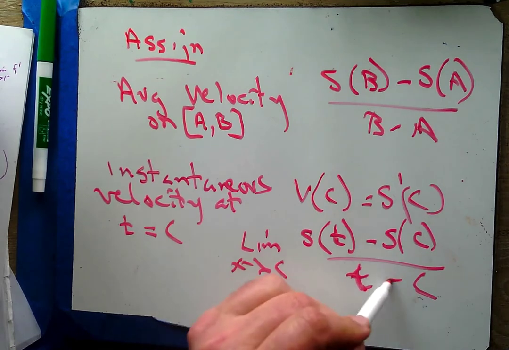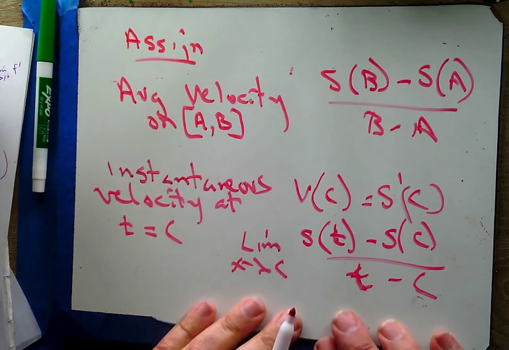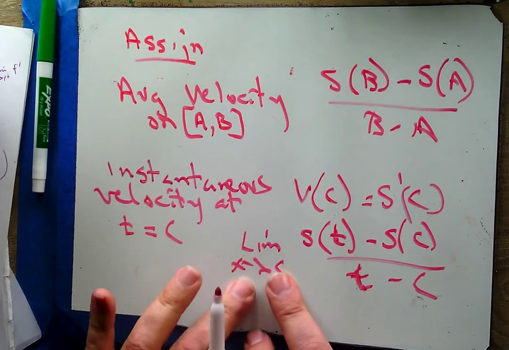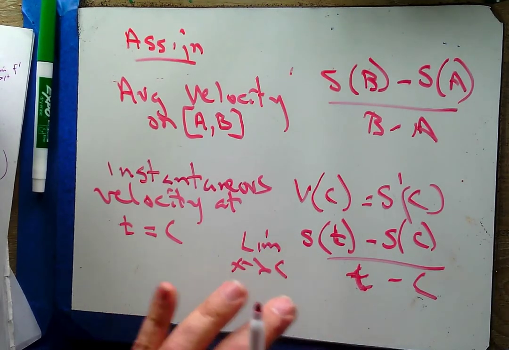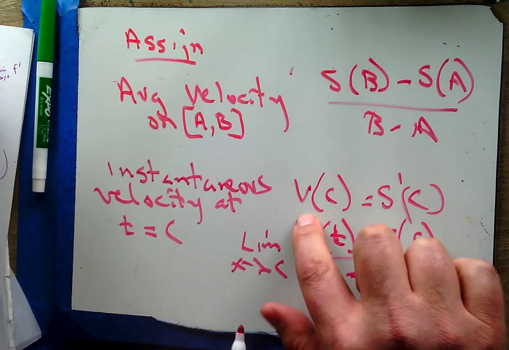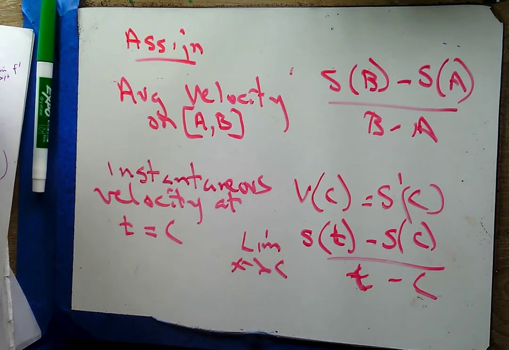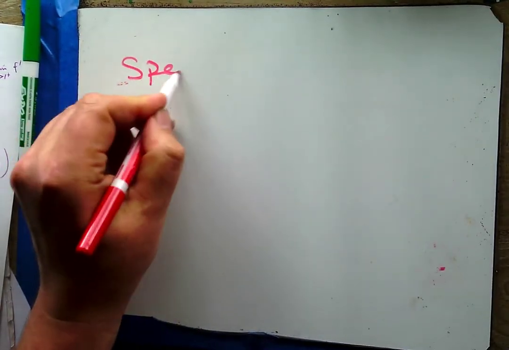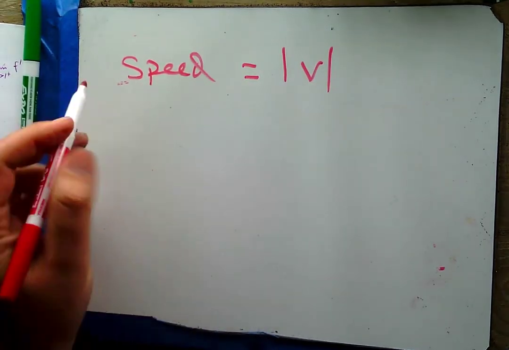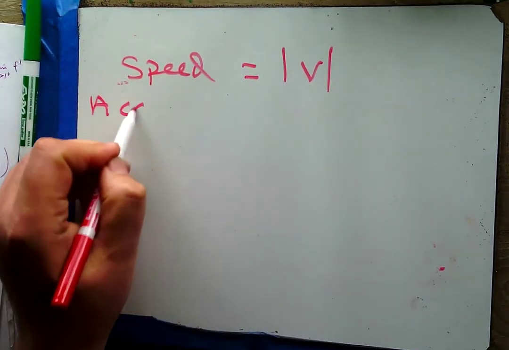So we could use our limit definition of the derivative to find slope at one point on position, and that slope on position is going to be velocity. Remember also, we said that speed is the absolute value of velocity, and then we came to acceleration.